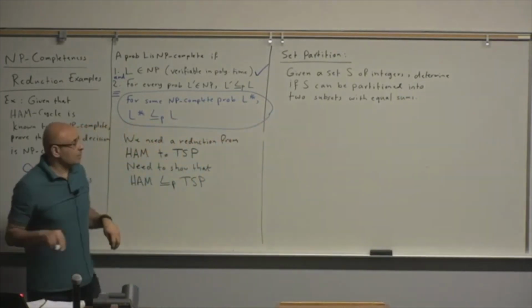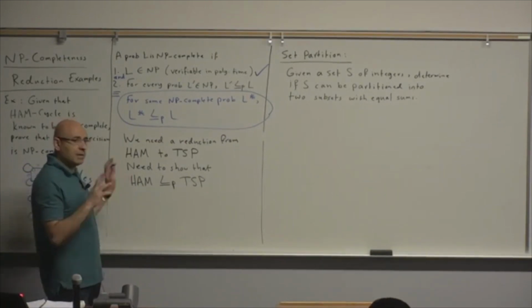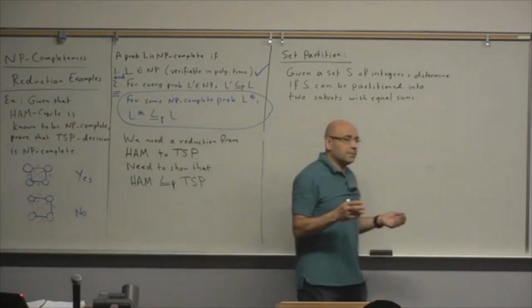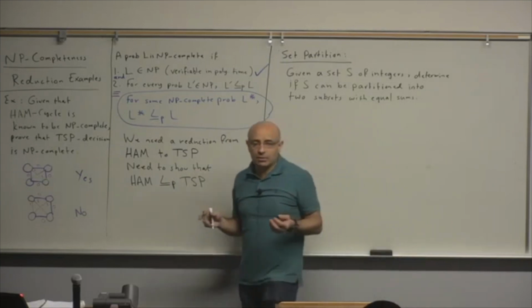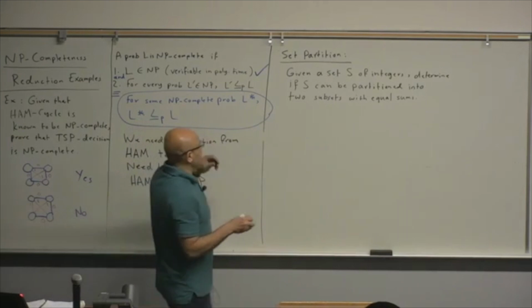Now, what problem does this remind you of? Subset sum. Yeah, it's very similar, very close. That's why when you do NP-completeness proofs, you try to find a problem that is similar or close. Okay. Now let's take an example.